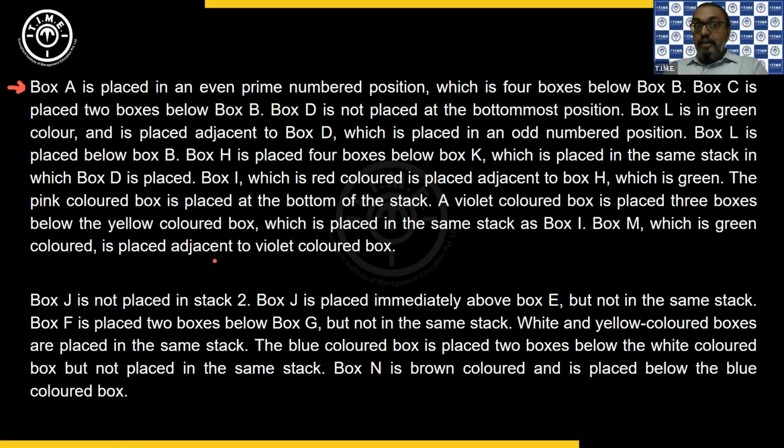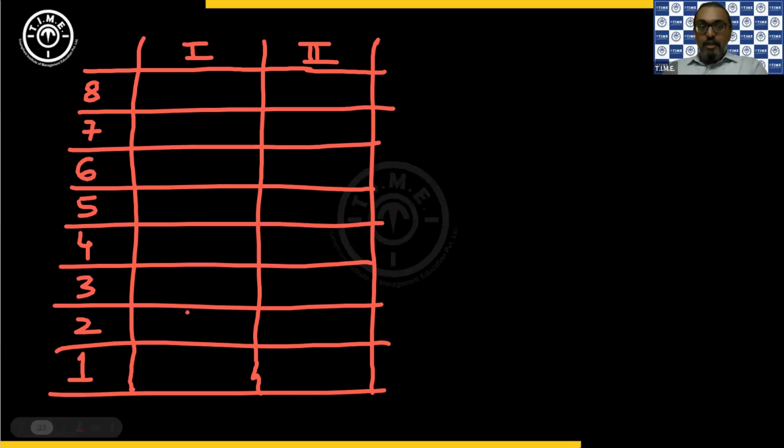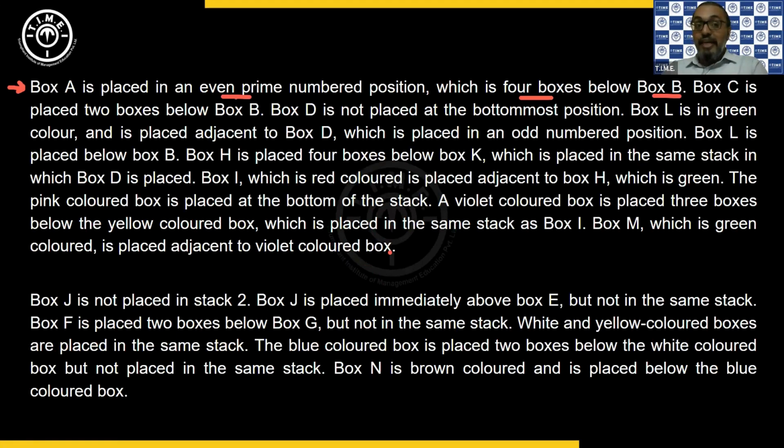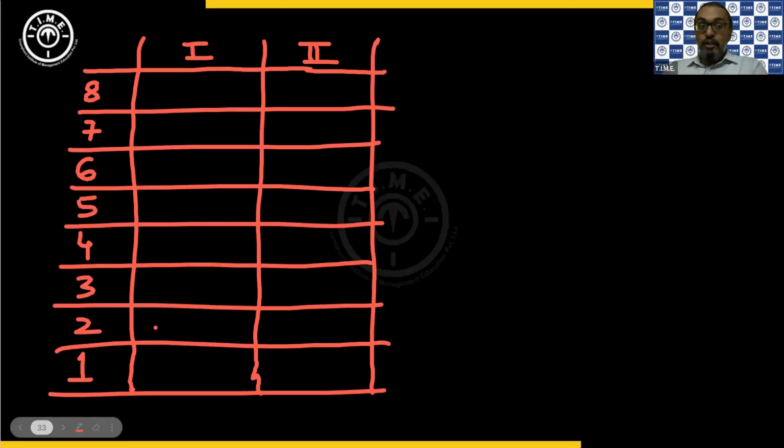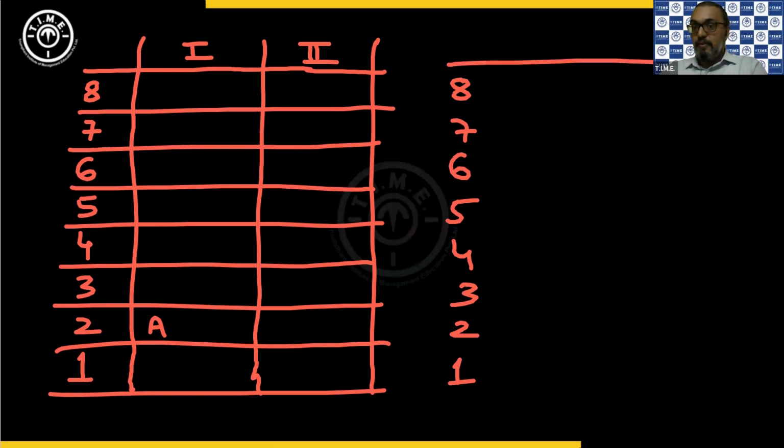We have box A is placed in an even prime numbered position, which is 4 boxes below box B. So can you tell me which is the even prime number here? Put it in the chat. Yes, correct. Praful and Annapurna, yes. That is the only even number which is a prime number, 2. So immediately, because we don't know whether A has to be placed in stack 1 or stack 2, you can straight away consider 2 cases. You have to consider 2 cases.